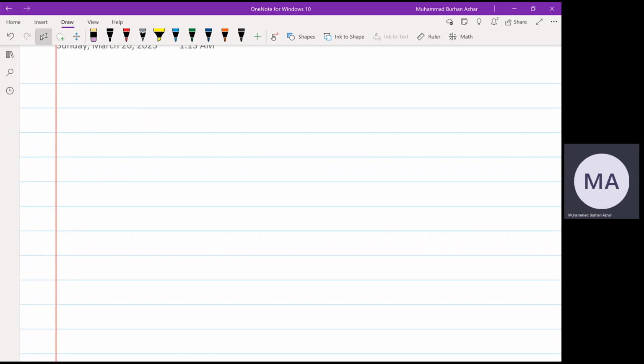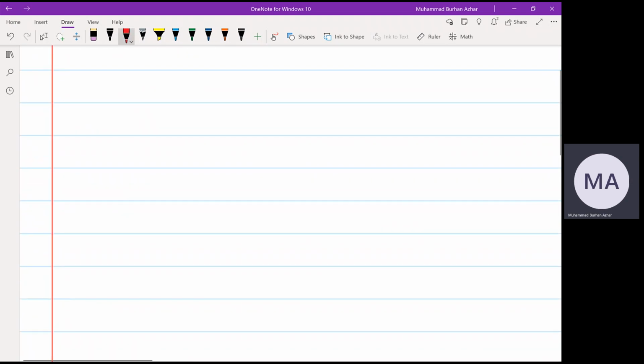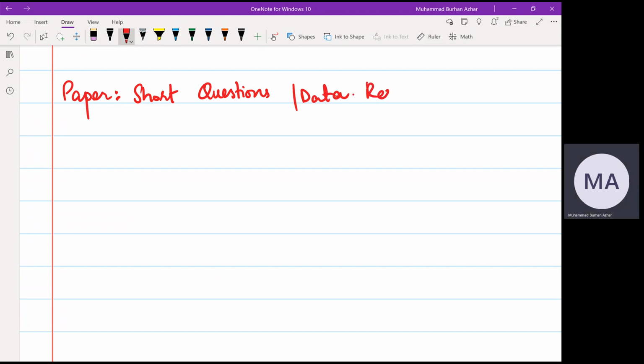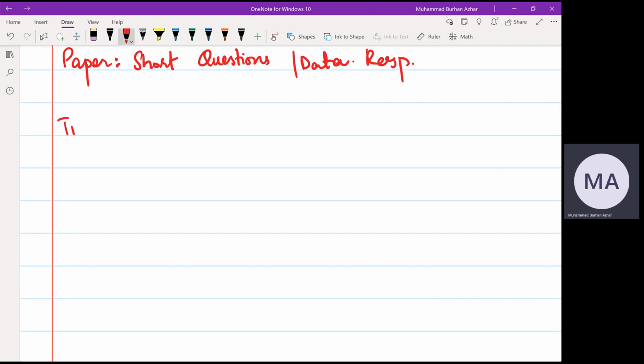So first, let's start with what the objective of this paper is. The paper is basically short questions and data responses. Short questions and data responses, and the time that you are allowed for this paper is 1 hour and 30 minutes.